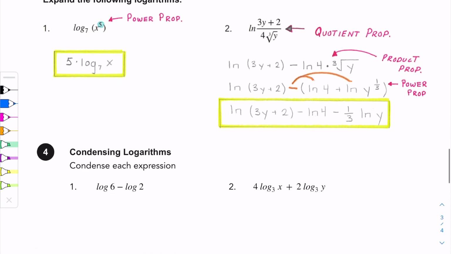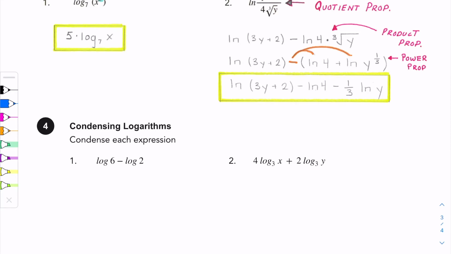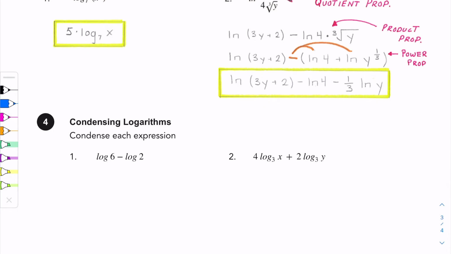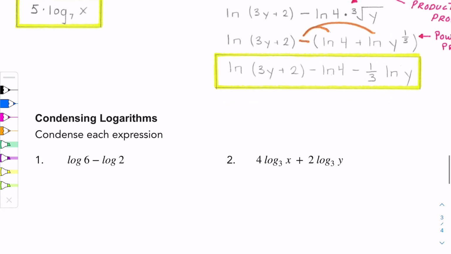And next we're working on condensing logarithms. So this is actually working backwards. It's where we have addition and subtraction, and then we need to reverse it, putting it back to either multiplication or division. Also, if we have a coefficient, we need to reverse that back to an exponent. Before we start, whenever you're condensing, you need to make sure your bases are the same.